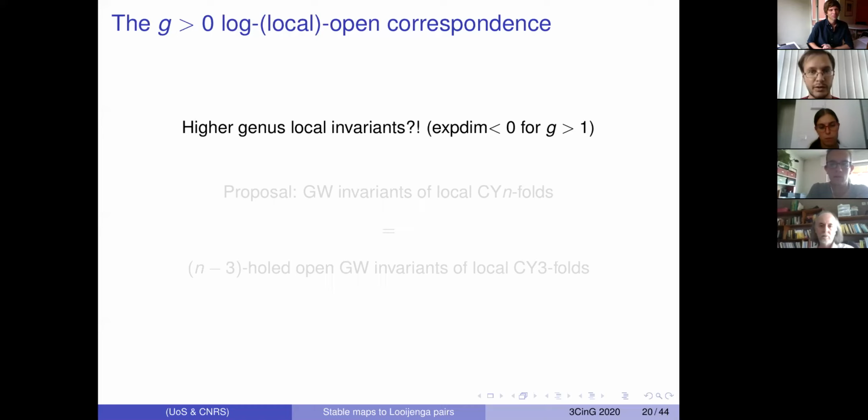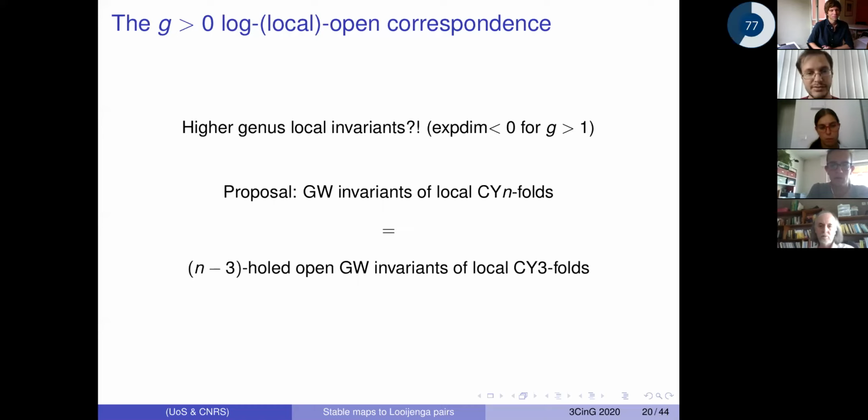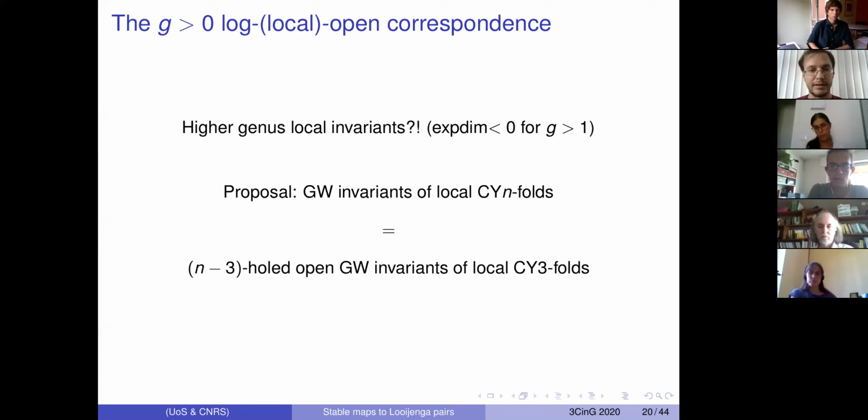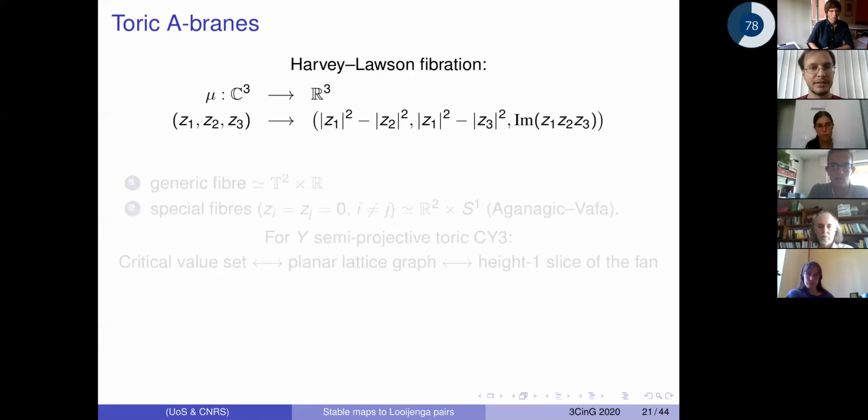And the way out that was found is the following proposal, which occupies the rest of my talk: that Gromov-Witten invariants of local Calabi-Yau n-folds should really be thought of as open Gromov-Witten invariants of toric branes inside local Calabi-Yau threefolds. So the first thing I should do is tell you what these toric branes are about. They are open geometries, in some sense dual to the local setup, and these are the ones that have a natural higher genus counterpart to the logarithmic invariants.